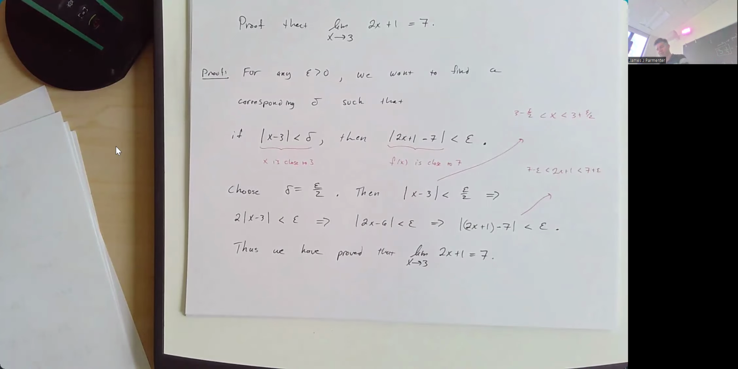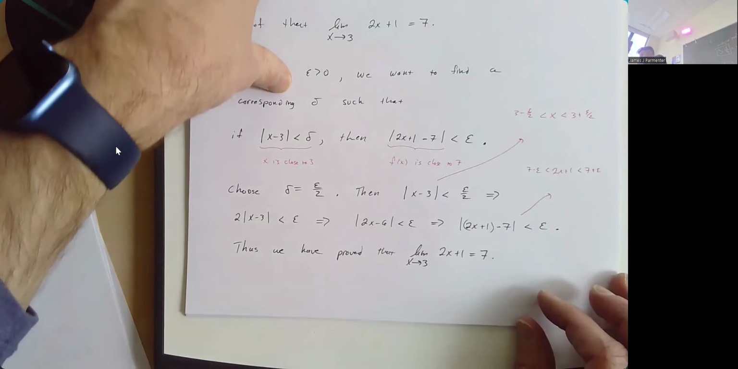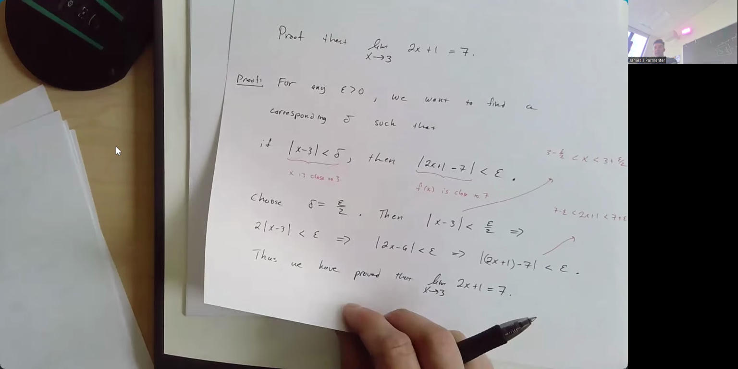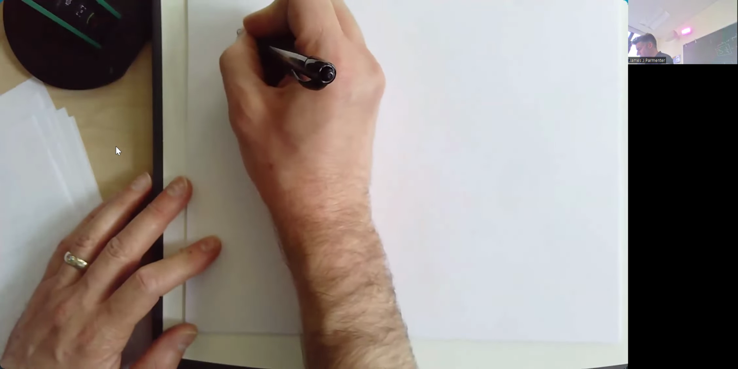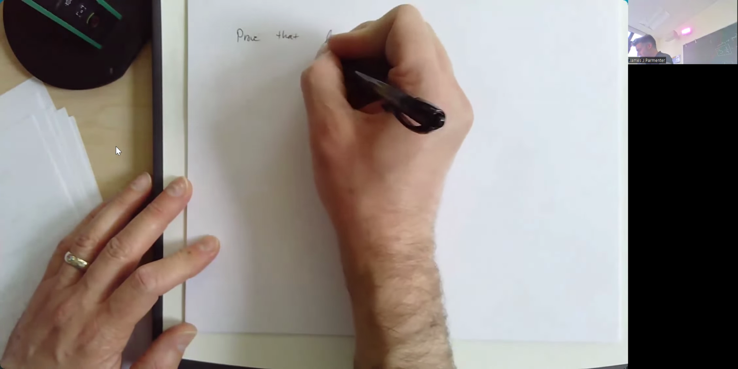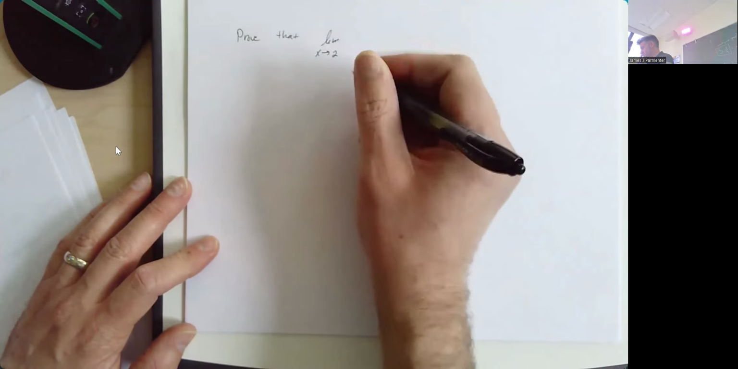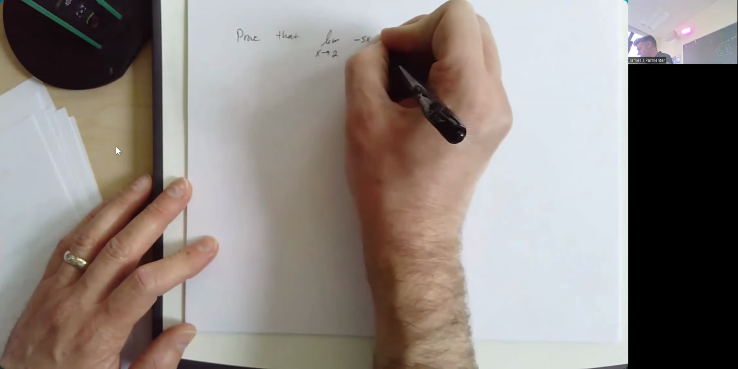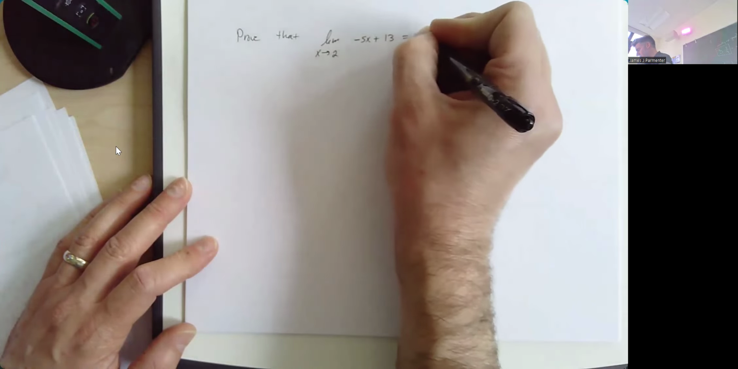Let's look at, should we do one more linear example? The linear examples get to be pretty easy to see what's going to happen. But let's look at one more linear example before we do some non-linear examples. And I'll try to write this next proof in a more abbreviated way. So let's say that we want to prove that the limit as x approaches 2 of negative 5x plus 13 is equal to 3.